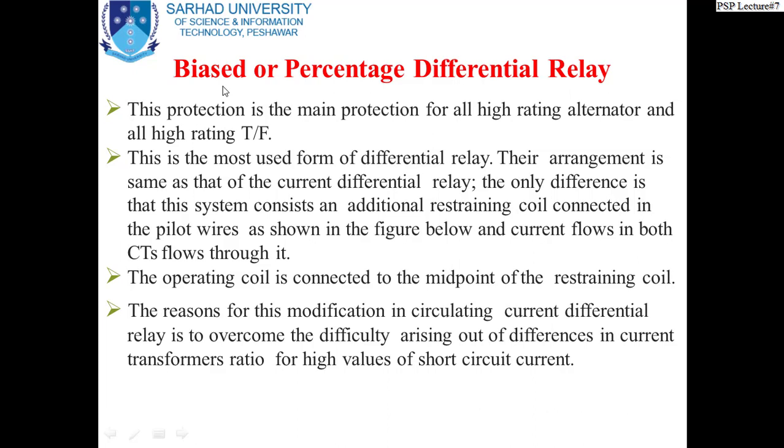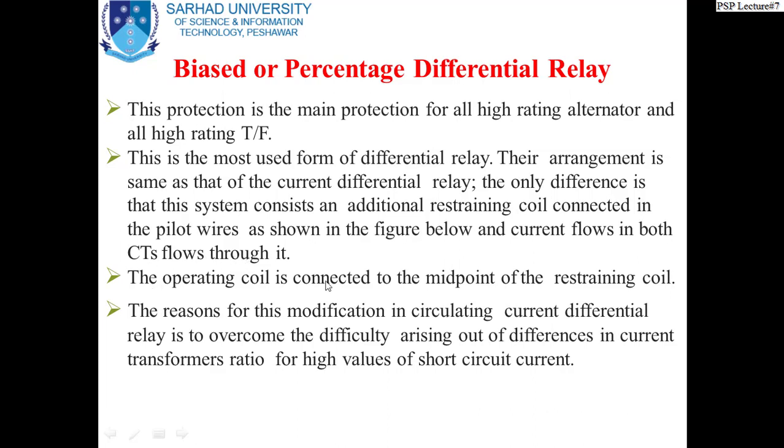Now first see these points. This protection is the main protection for all high rating alternators and all high rating transformers. This is the most used form of differential relay. I am talking about the bias differential relay. Its arrangement is the same as that of the current differential relay. The only difference is that this system consists of an additional restraining coil connected in the pilot wires as shown in the figure. The figure will come below, and the current from both the CTs flows through it.